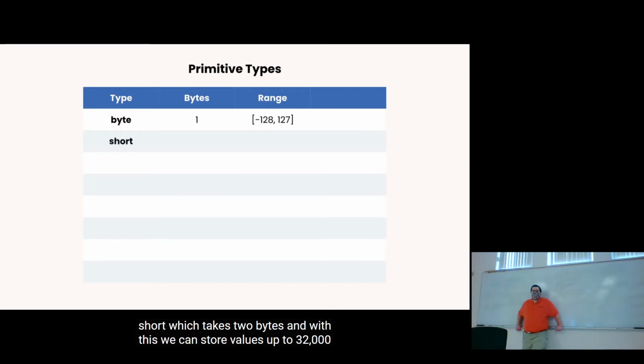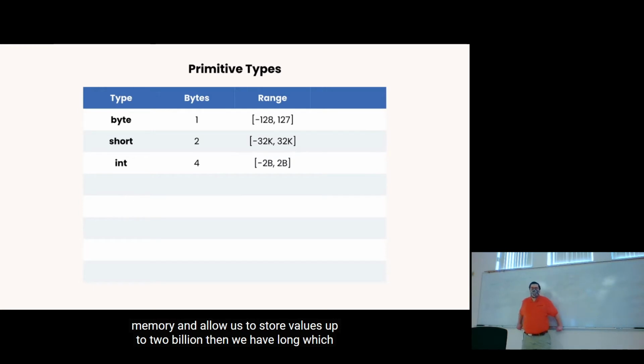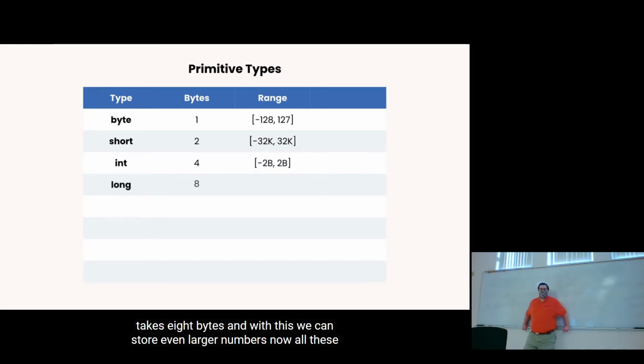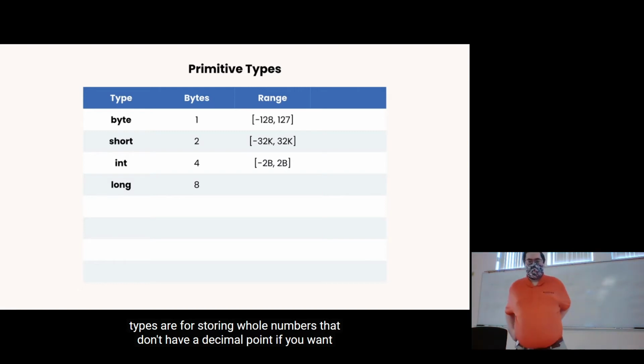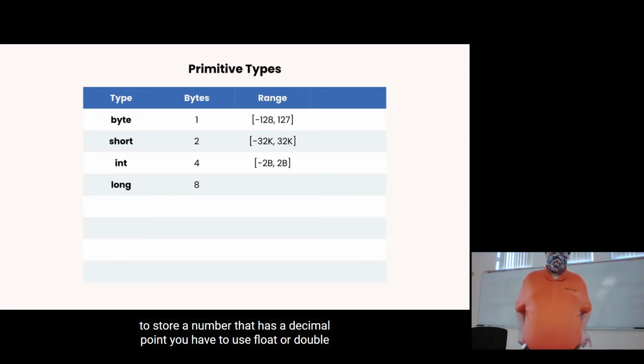So next we have short, which takes 2 bytes, and with this we can store values up to 32,000. Next we have integer, which we have seen before. Integers take 4 bytes of memory and allow us to store values up to 2 billion. Then we have long, which takes 8 bytes, and with this we can store even larger numbers. Now all these types are for storing whole numbers that don't have a decimal point. If you want to store a number that has a decimal point, you have to use float or double.